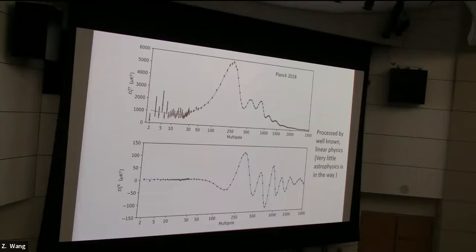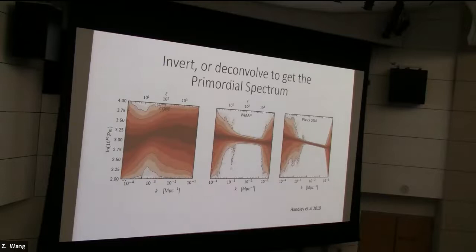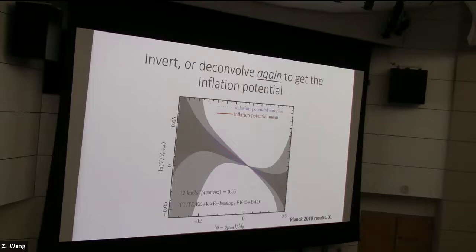So you can imagine taking this spectrum and doing an inversion of this. You invert this, throwing in the initial spectrum and seeing which one produced these bumps and wiggles. After this inversion, you essentially deconvolve the well-known linear physics to get the primordial spectrum for a scalar. And this is what we've been getting over the last 30 years since COBE, then WMAP and Planck. It looks like this: nearly scale invariant, slightly red, over a very broad linear scale. Then you can imagine inverting this one more time to get the inflaton potential, and the Planck people went ahead and did it.